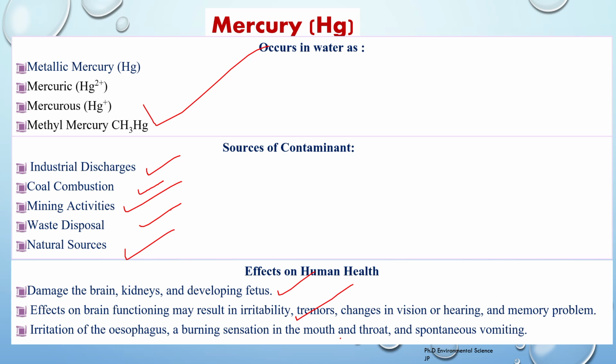Then it can accumulate in the kidneys, causing damage and impairing their function. Pregnant women exposed to mercury can pass it to the developing fetus, causing developmental issues and birth defects. Then there are various gastrointestinal effects also. Mercury can cause inflammation and irritation of the esophagus. Ingesting mercury can cause a burning sensation. Mercury exposure can induce sudden vomiting.